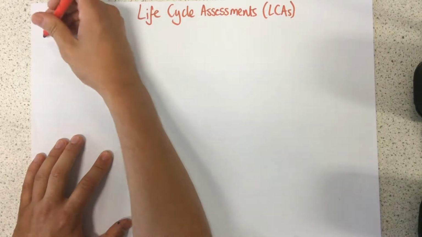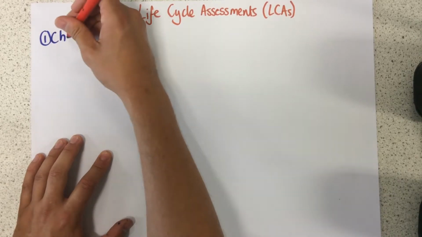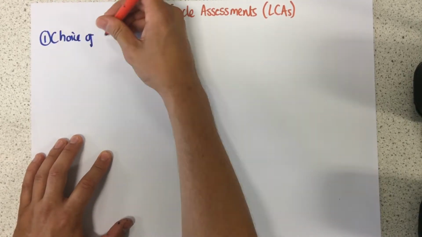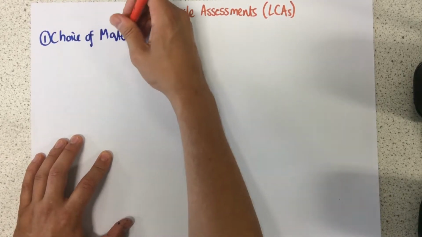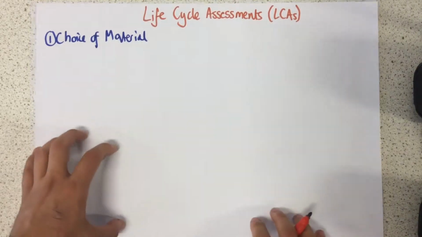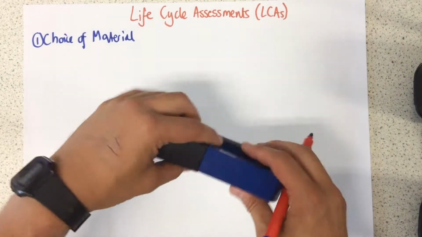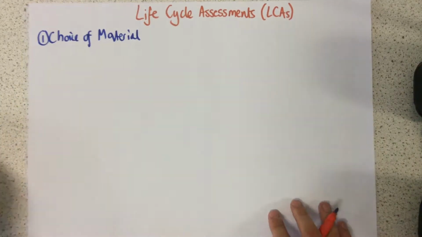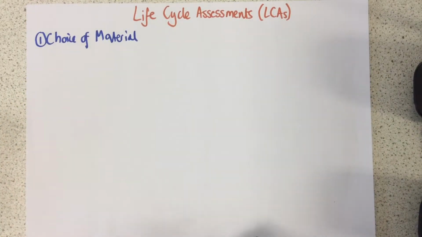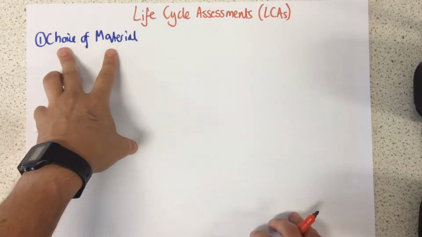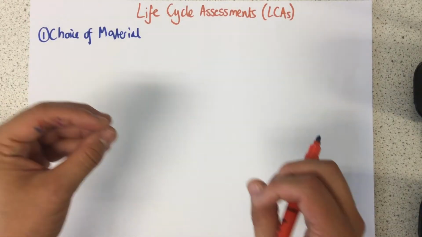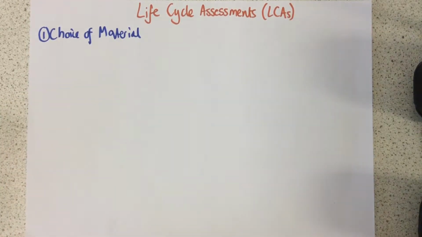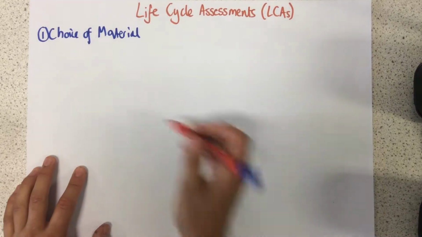The first step we need to know about is choice of material. As we go through, I'm going to relate this to a particular product, just a random one that I found in my room, a stapler right here, and I'm going to relate the different stages to that particular product. So first of all, choice of material: we need to get that raw material in the first place. And what impact can that have on the environment?